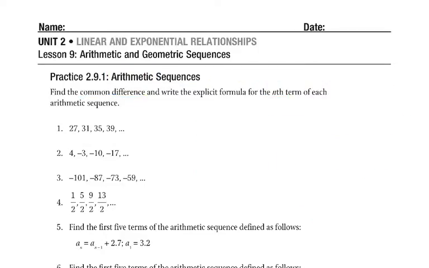Alright, so question 1. 27, 31, 35, 39. So we make this table, and remember that that's the first term. Second term, third term, fourth term. We want to go back and find the zero term, but first let's find that common difference. So 27 to 31 to 35 to 39. Hopefully we can see we're adding 4 each time. So that's our common difference, a positive 4.